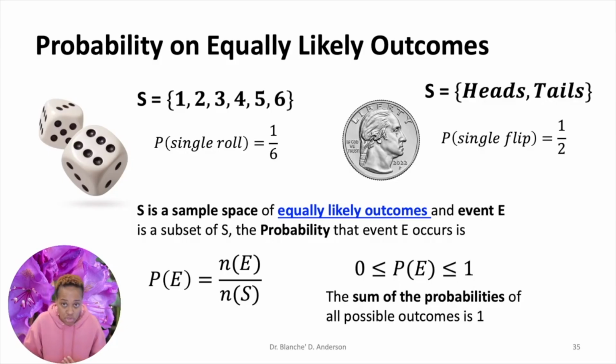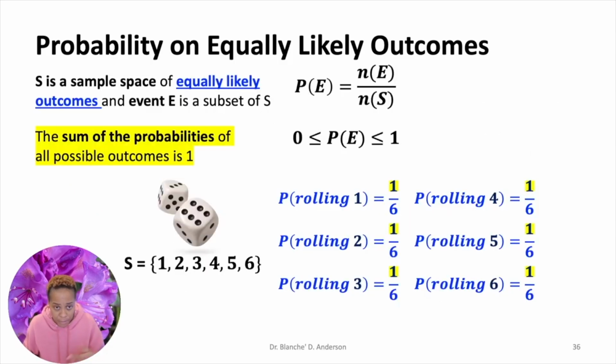And then another thing that you want to remember about probabilities, your probability is going to be between 0 and 1. So it can't be greater than 1 or less than 0. If that happens, then you're doing something wrong. And when you look at all of the outcomes in the sample space, and if they all have an equal chance of happening, and you add all of them up, they should add up to 1. Let me show you what I'm talking about.